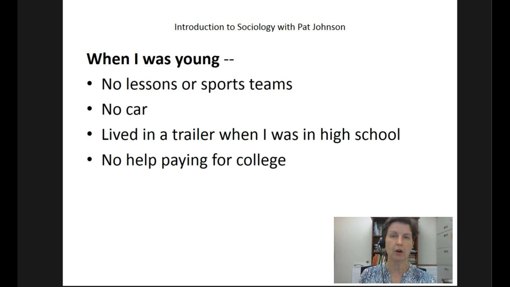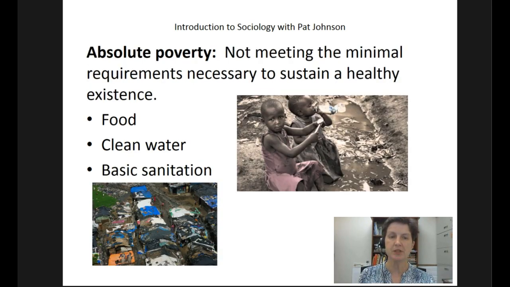When we think of poverty, there are two types of poverty that are used in sociology. The first is called absolute poverty. And absolute poverty means not meeting the minimal requirements necessary to sustain a healthy existence. So if you are in absolute poverty, you don't have enough food to meet the basic nutritional requirements. You don't have clean water. You don't have basic sanitation. You might not have a house to live in or any type of shelter. Your basic requirements to stay alive are not in place.